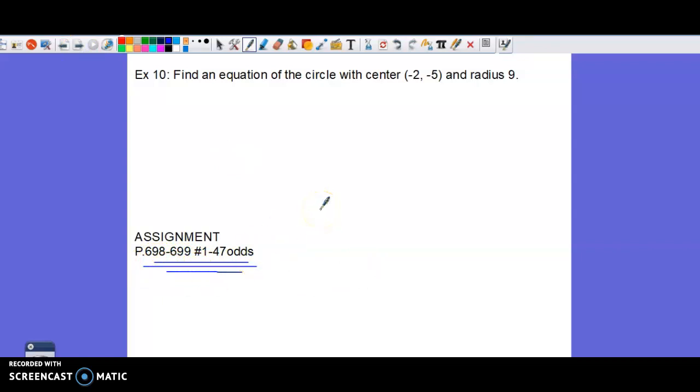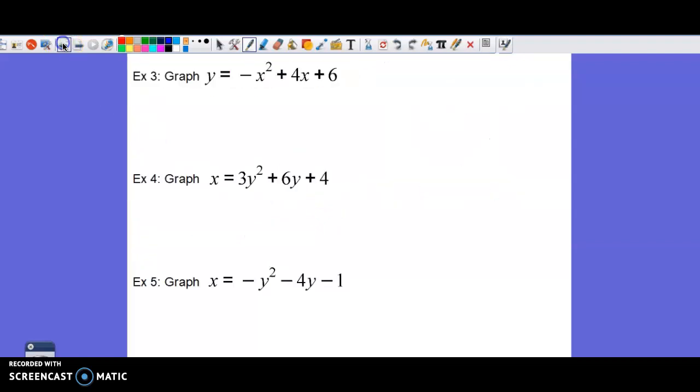So if you need to take a break, now is a good time to do it. And then we will jump back into exercise 3.